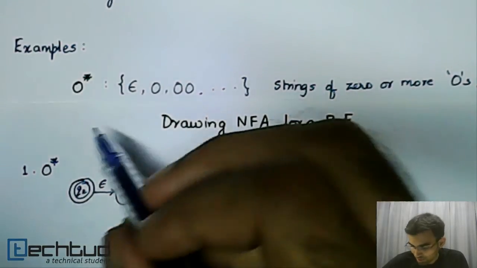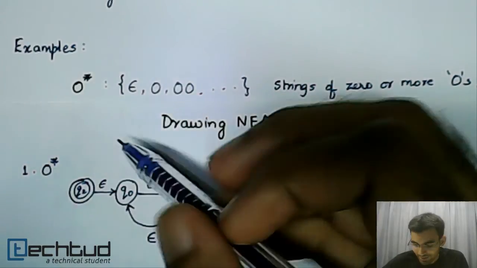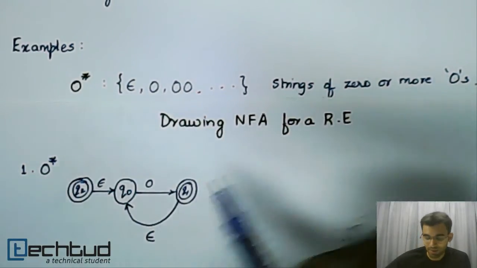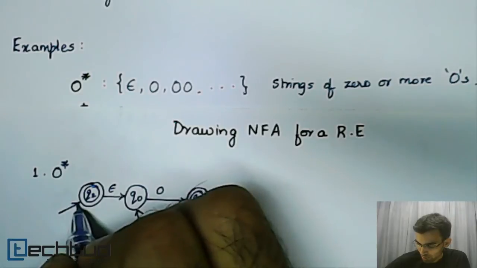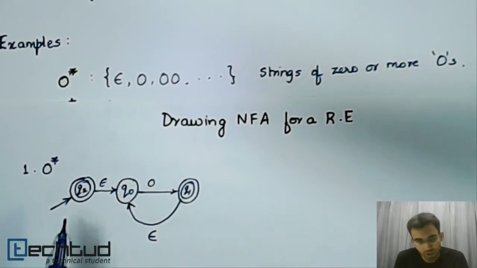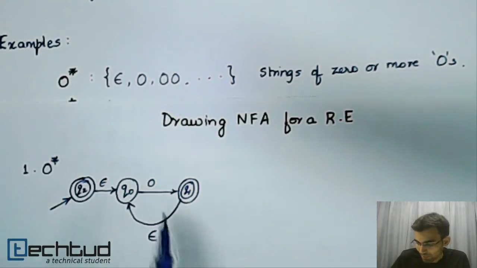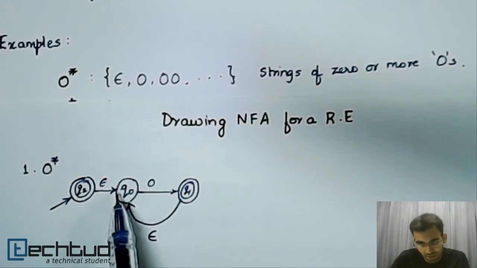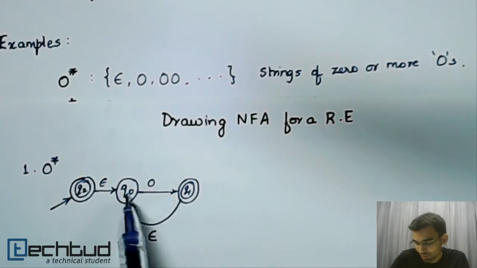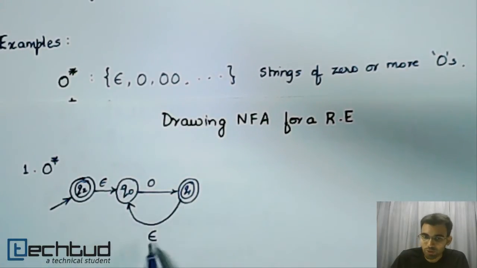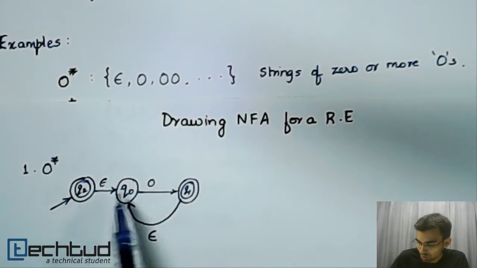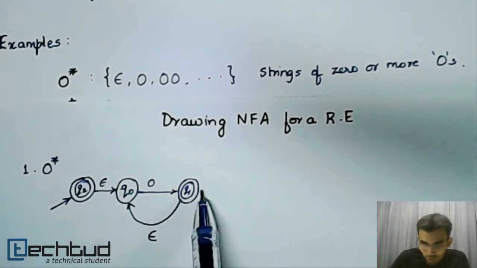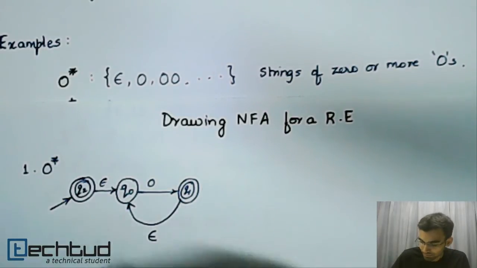Okay, so this particular automaton, this NFA, accepts 0 star. Why? When we start, we are already in a final state. That means we accept the empty string. We may have a single 0 which can be accepted by taking the epsilon transition and the transition from Q0 to Q1, or two zeros, Q2 to Q0 to Q1, and loop back Q0 to Q1, and so on.